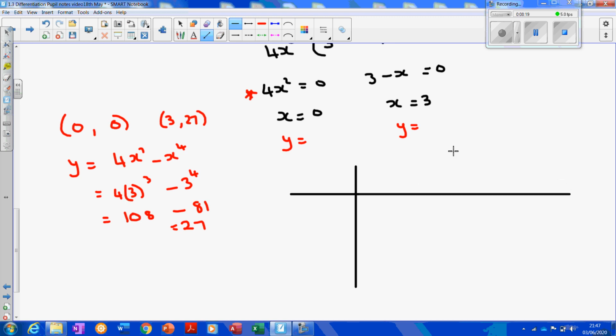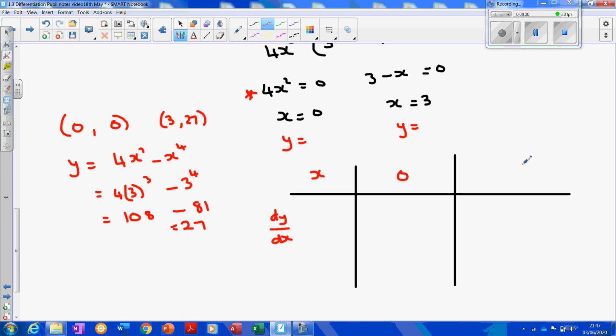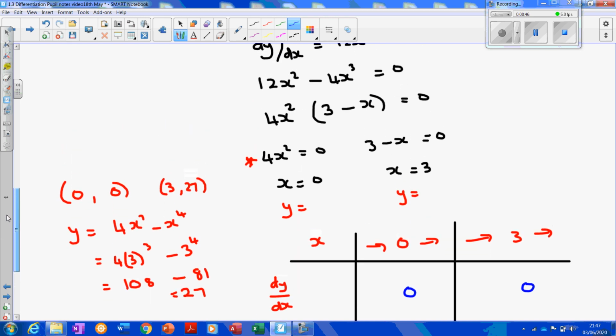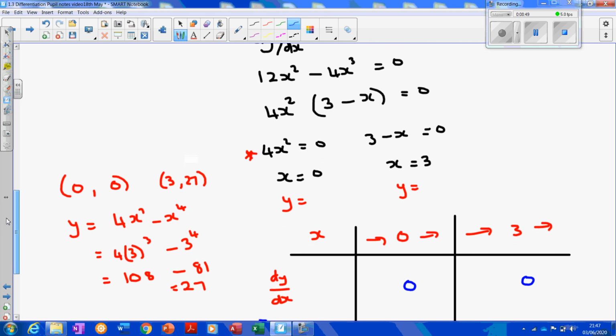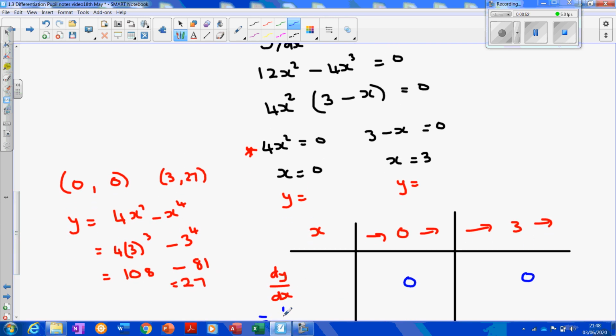Nature table, we've got two stationary points, so split it into 2. That's your x numbers, that's dy by dx. And we've got two stationary points, one at 0 and one at 3. So 0 and 3, going towards 0, going away from 0, going towards 3, going away from 3. And at stationary points, the derivative is 0. The equation for the derivative is that one there, which was 12x squared minus 4x cubed.